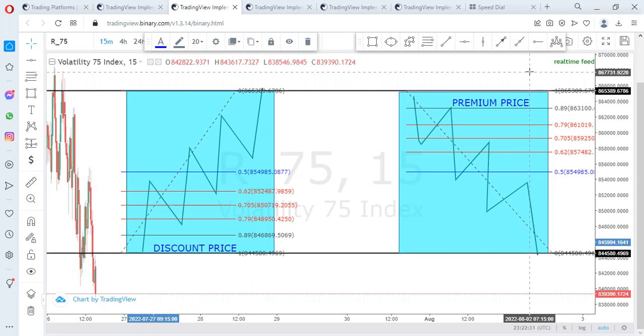And with the new strategy I introduced, which is the DHL strategy, daily highs and lows strategy, the Fibonacci retracement tool is a very important part of the strategy. So I'll be showing you how personally I make use of the Fibonacci retracement tool and the different ways I use it.